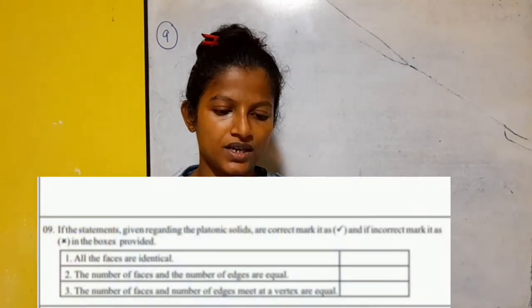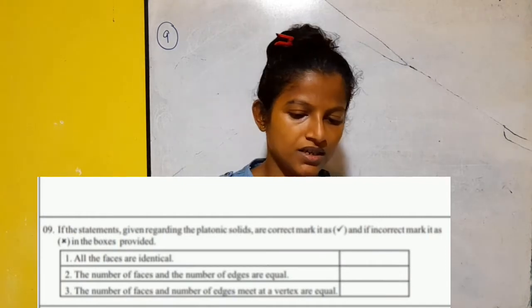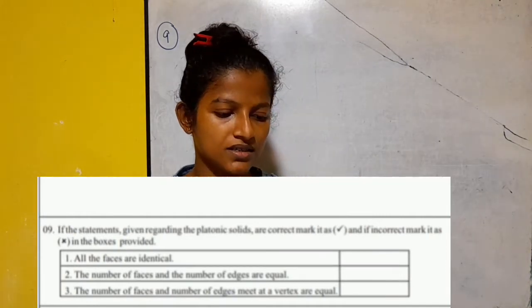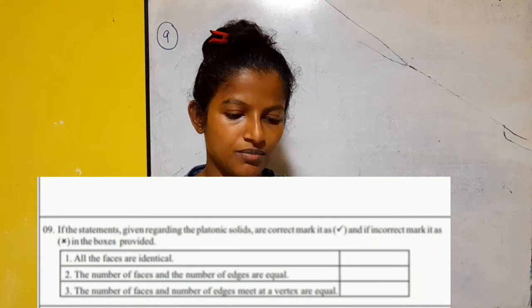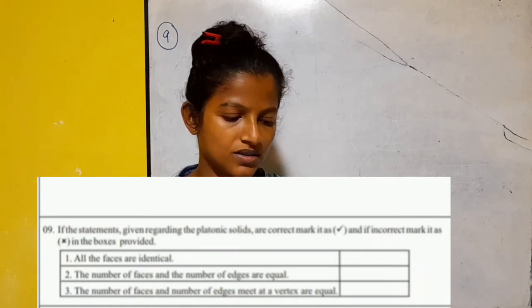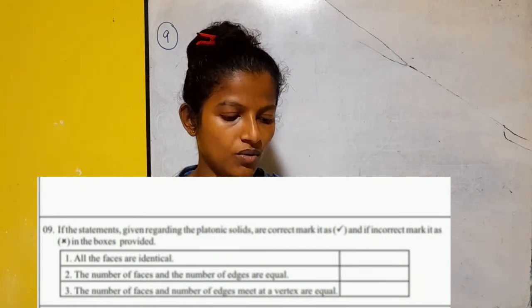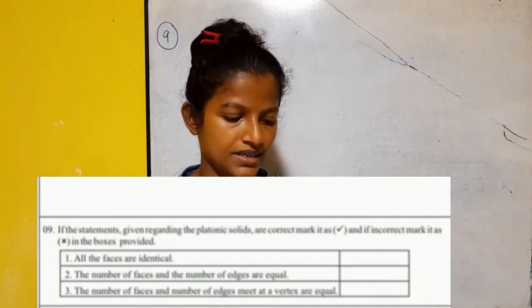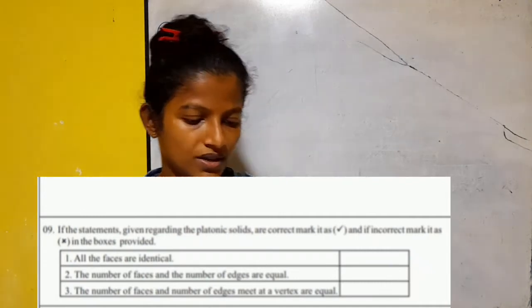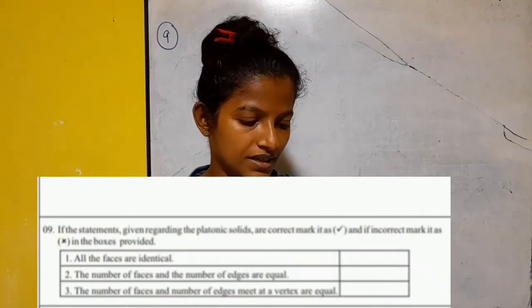Question number 9. If the statements given regarding the Platonic solids are correct, mark it as a tick, and if incorrect, mark it as a cross in the boxes provided. First one, all the faces are identical. That is correct. In all Platonic solids, all the faces are identical.